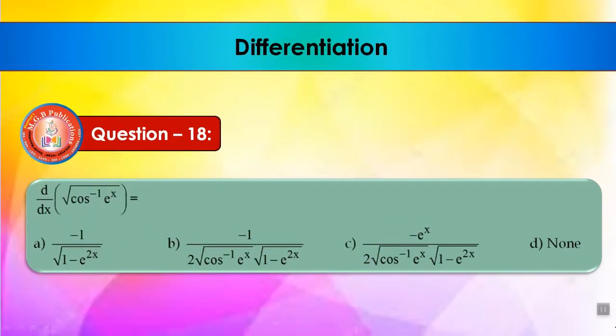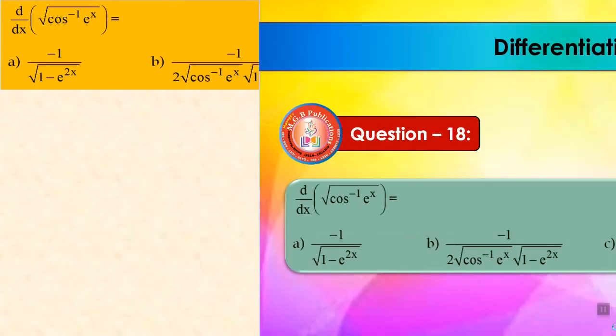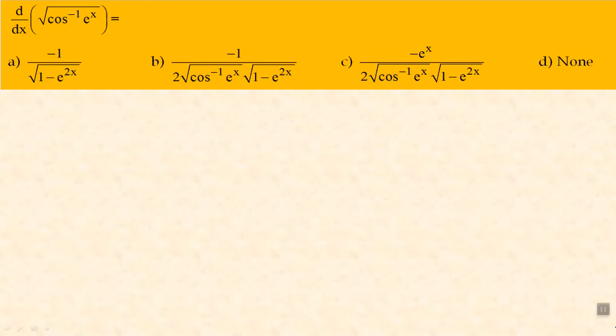Dear students, see the question number 18. Read the question and write it. The question is d by dx of square root of cos inverse e power x is equals to. Options are minus 1 by square root of 1 minus e power 2x, minus 1 by 2 into square root of cos inverse e power x into square root of 1 minus e power 2x, minus e power x by 2 into square root of cos inverse e power x into root of 1 minus e power 2x, and none.